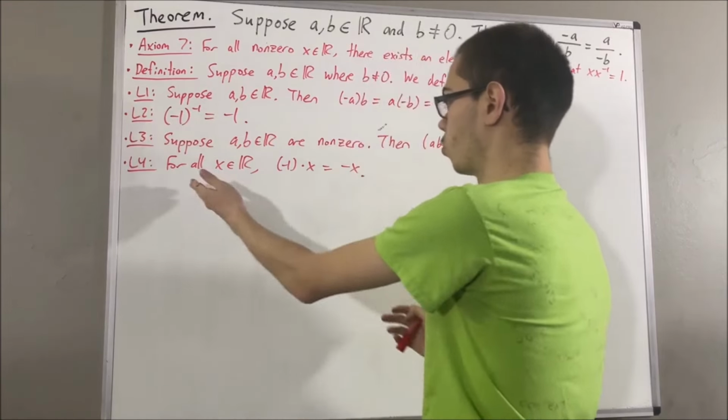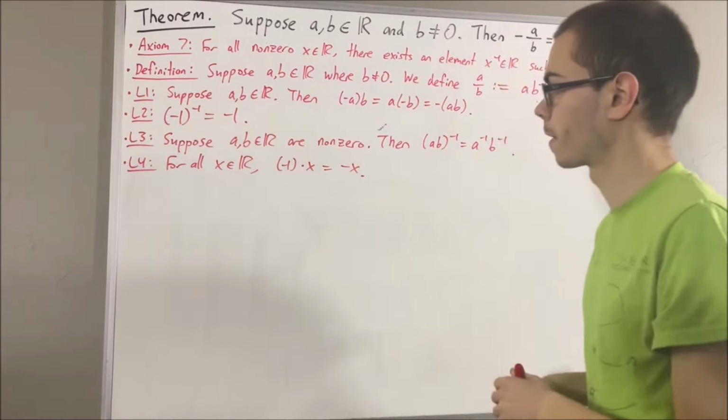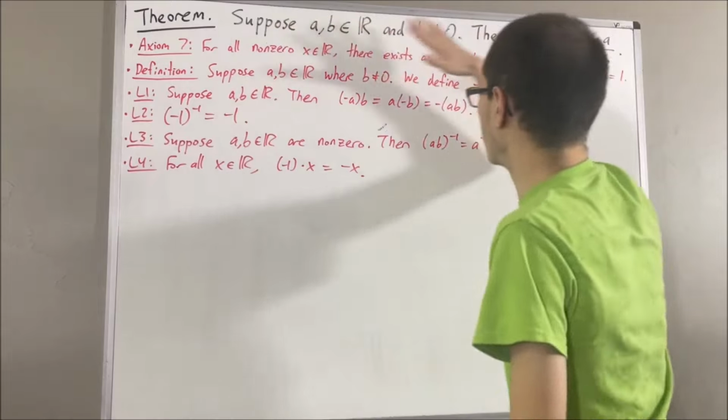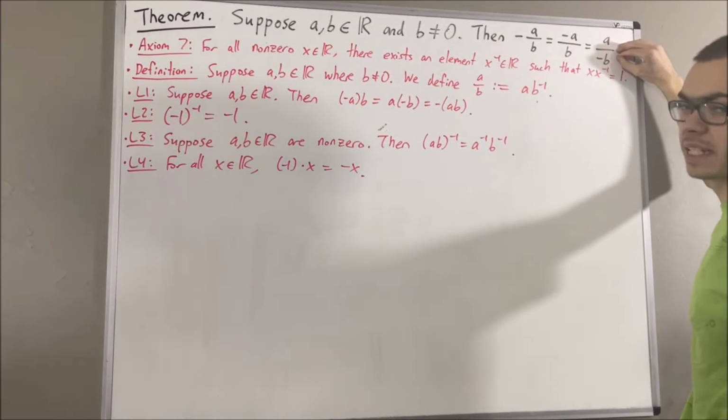We have, for all real numbers x, negative 1 times x is equal to the negative of x. Okay, so now we're going to get into proving this theorem. But before we prove it, let's first make sure that this statement makes sense.